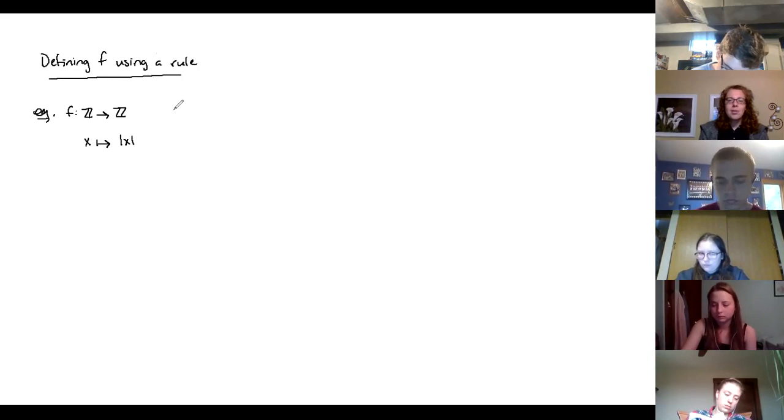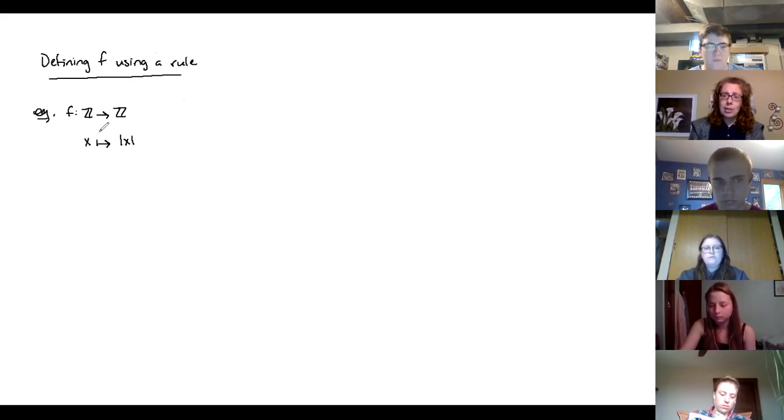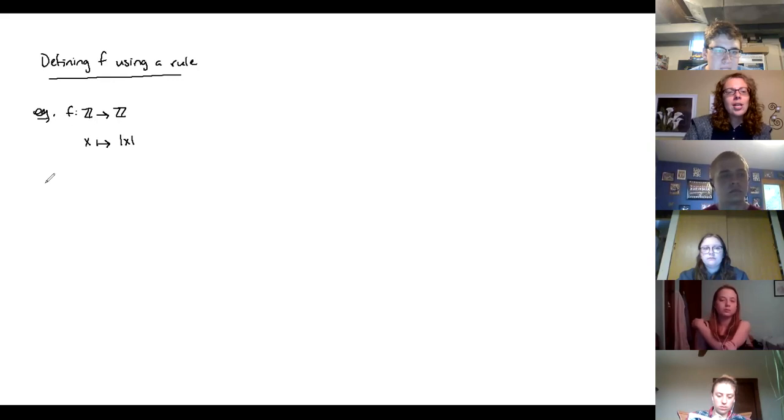So again, remember, this is my notation. I don't think the arrow with the head in it is going to show up in the book, but I really like this notation, so I'm going to use it, plus for a lot of future math classes. So F goes from the integers to the integers, and the X element goes to the absolute value of X. Let's do a couple of examples.